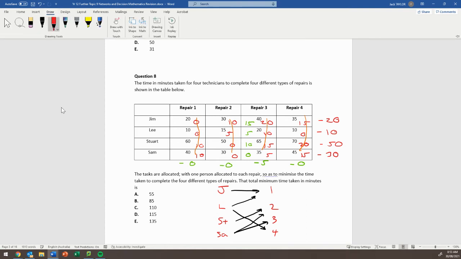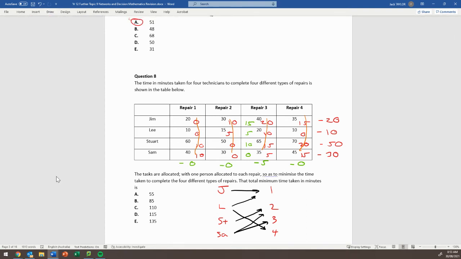Okay, so from this, looking at my bipartite graph, Jim has to do 1, which took 20 minutes. That means that Lee has to do 4, which took him 10 minutes. Stuart has to do 2, which was 50. And Sam has to do 3, which was 35. So the total is 115.